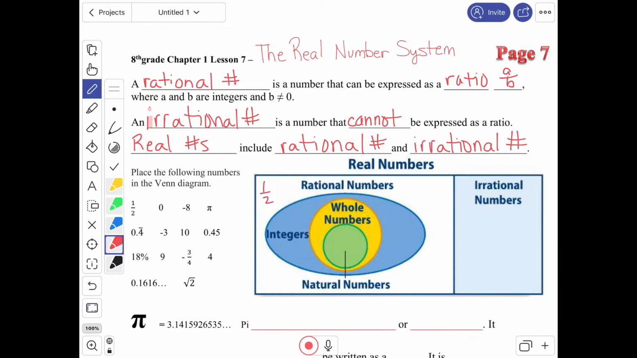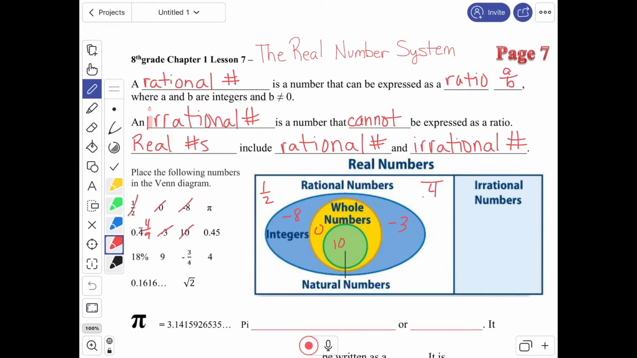1/2, which can be written as 0.5, is a rational number. 0 is a whole number. -8 is an integer. 0.4 repeating. We've already learned that repeating decimals can be written as a fraction. That would be written as 4/9 because repeating decimals have 9s on the bottom. So that's indeed a rational number. And then -3 is an integer. 10 is a whole number. It's also a natural number.